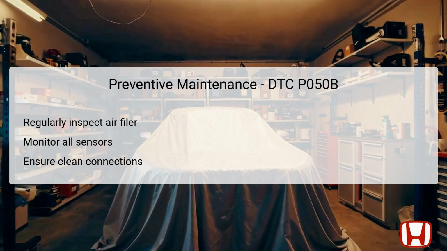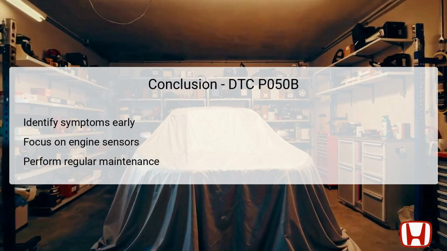Taking proactive steps in maintaining these components will lead to improved engine performance and prolong the life of the vehicle's essential systems. These practices contribute to enhanced reliability and efficiency over the long run. In conclusion, addressing DTC P050B requires a systematic approach anchored in effective troubleshooting and preventive maintenance. Recognizing the early symptoms, such as rough idling or decreased fuel efficiency, can facilitate quicker diagnostics and repairs.